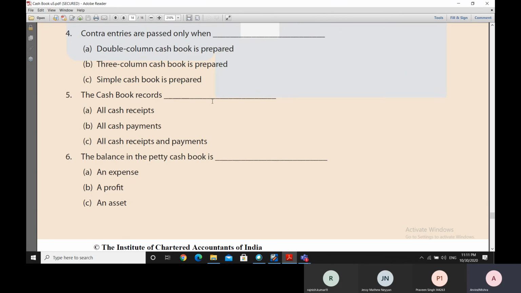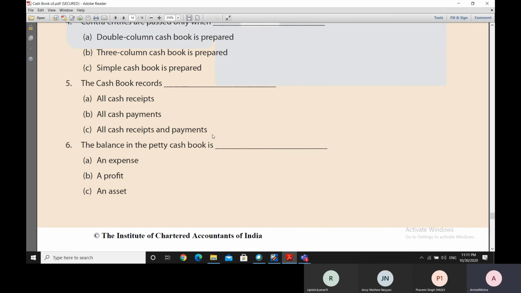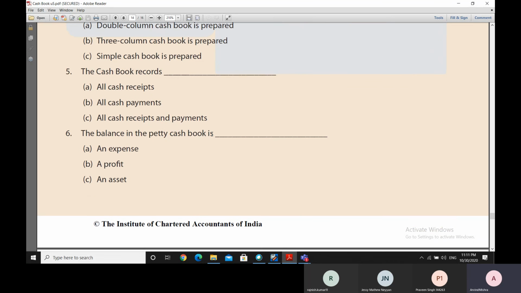Now, the cash book records what? The cash book records all the cash receipts and payments, both. So C would be the right answer. And the last question is the balance in the petty cash book. It is whatever balance is left in the petty cash book, which is the balancing figure, because in the petty cash book, as we have seen, only the payments are made through the petty cash book.